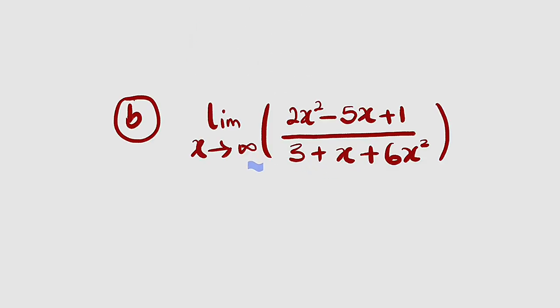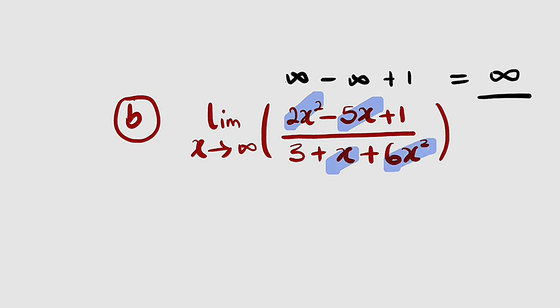And here is our second problem. We would like to evaluate the limit of the function 2x squared minus 5x plus 1 divided by 3 plus x plus 6x squared as the value of x approaches infinity. You can clearly see that if you substitute infinity here, you're going to obtain infinity. Substitute infinity here, you have infinity. Infinity minus infinity plus 1 will still be infinity.